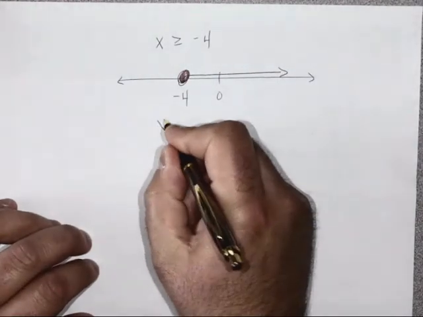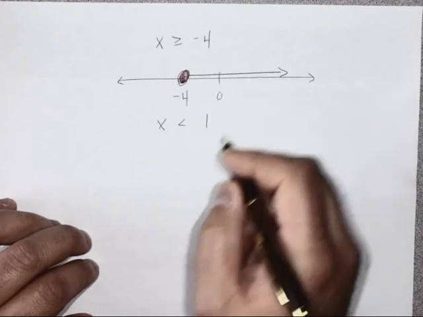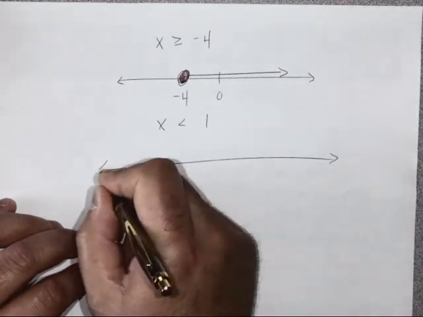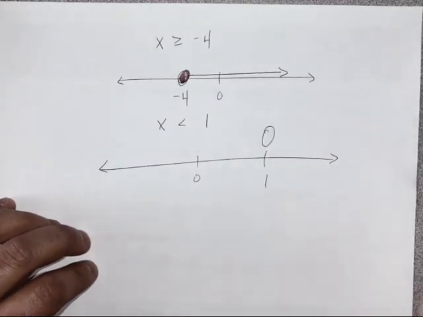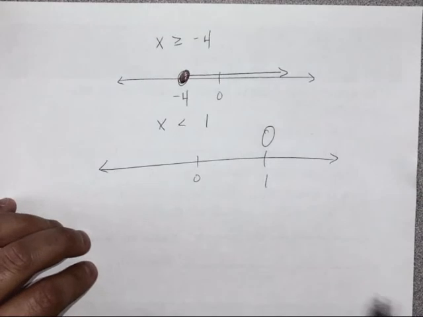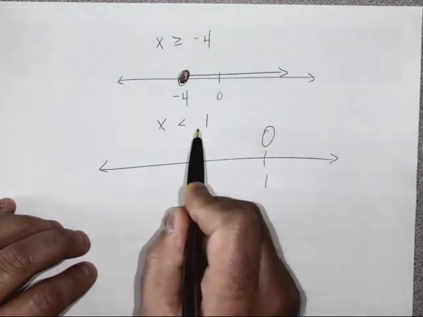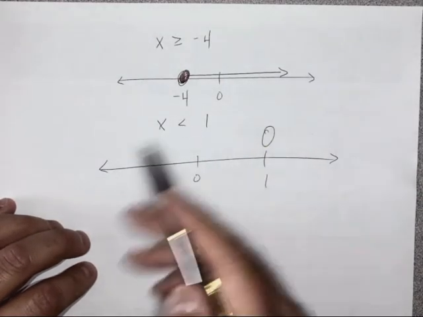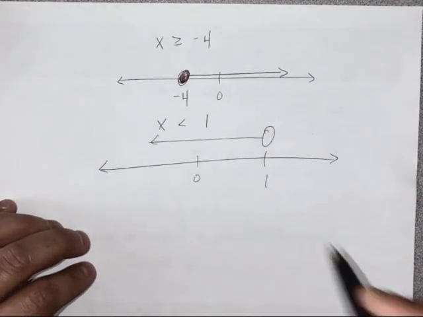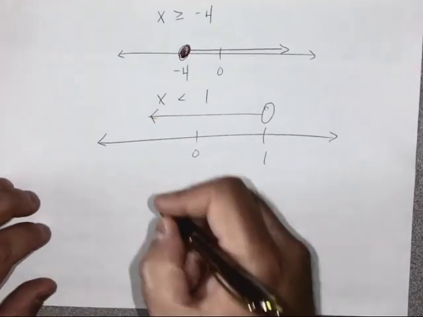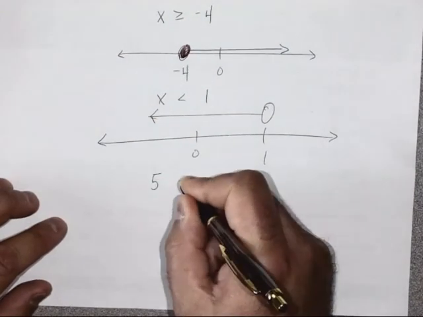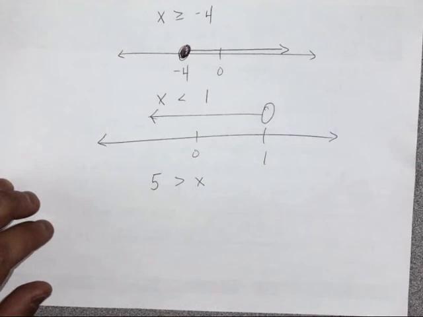Okay, so if we had this, all right, open circle at 1. And then we would shade to the left, to the numbers less than 1. Notice the inequality points the direction I should shade. But that only works if the variable is on the left-hand side. So how do we rewrite that inequality to make it so that it's on the left-hand side?